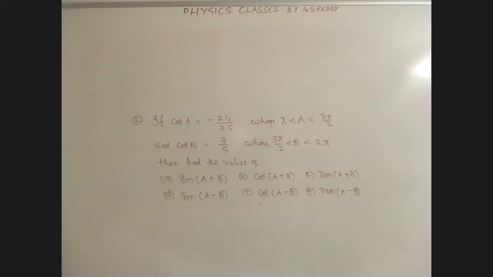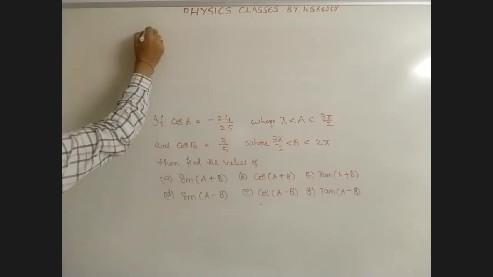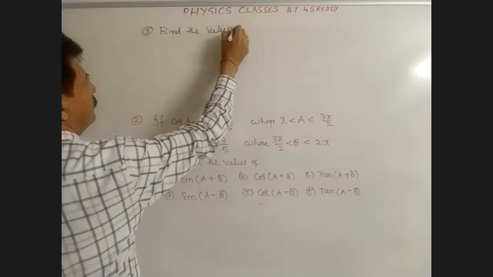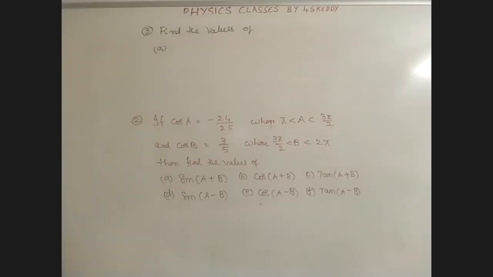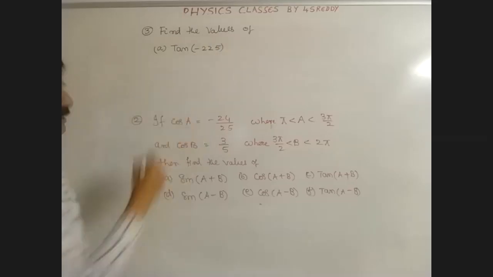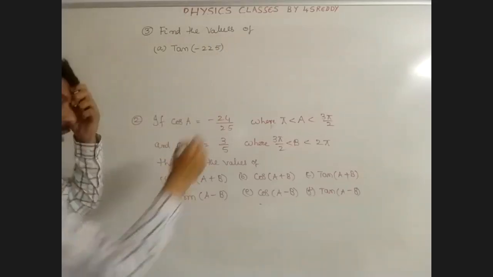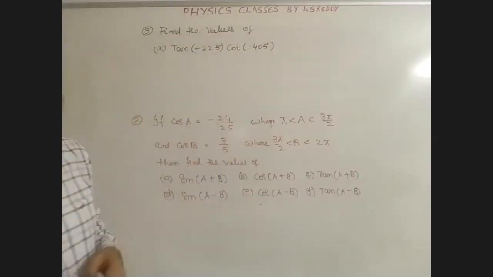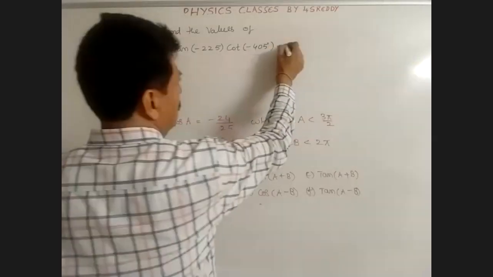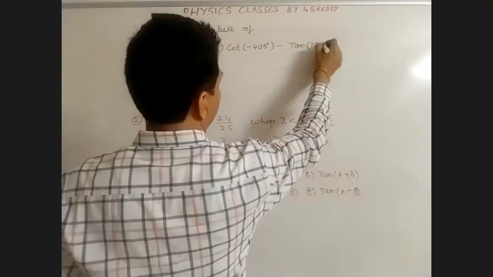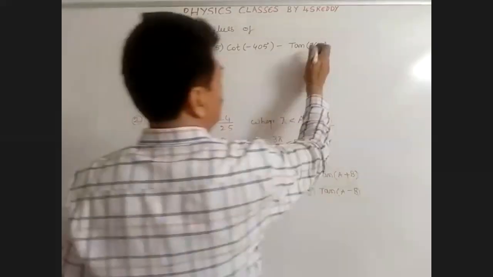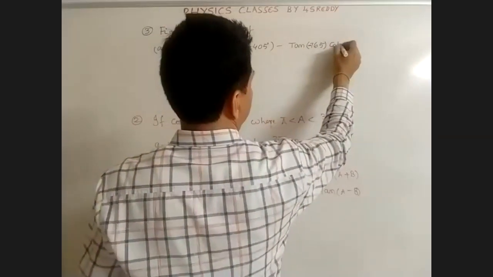Third one, find the values of: tan minus 225 into cot minus 405 minus tan 765 into cot 675.